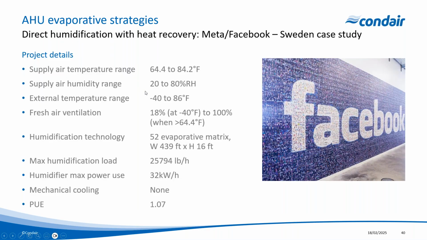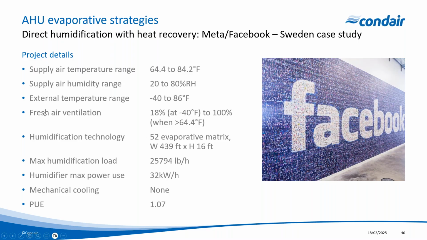So the supply air temp range for this design was 64.4 to 84.2 degrees Fahrenheit with a humidity range of 20 to 80%. Outside air temperatures ranged from minus 40 to 86 degrees, with temperatures very, very rarely actually rising above that 86 degree mark. However, in that case, we could also use these evaporative systems for the cooling as well. Fresh air rates range from 18% at minus 40 degrees, all the way up to 100% when the ambient air temperatures were less than about 64.4 degrees.